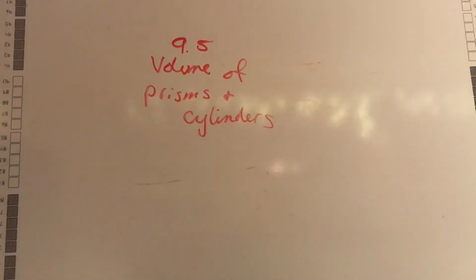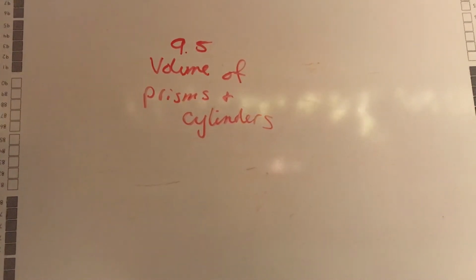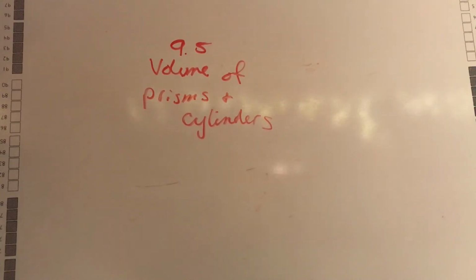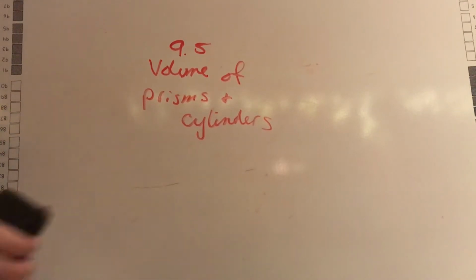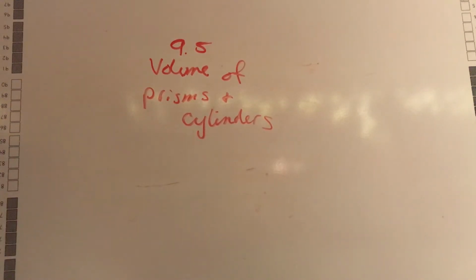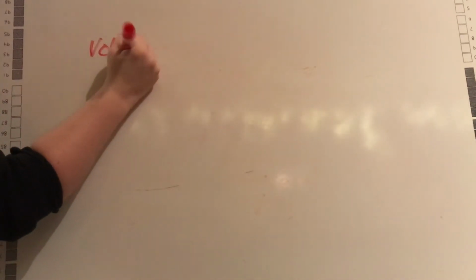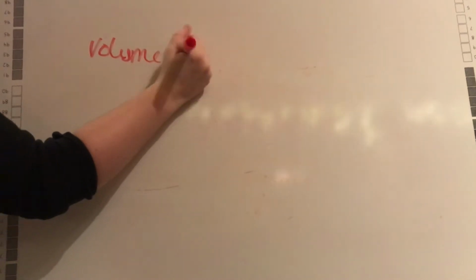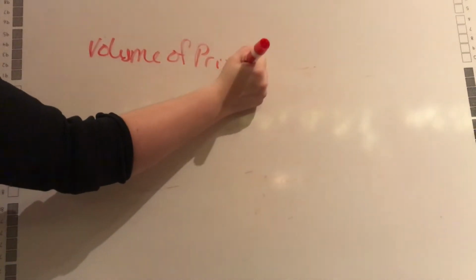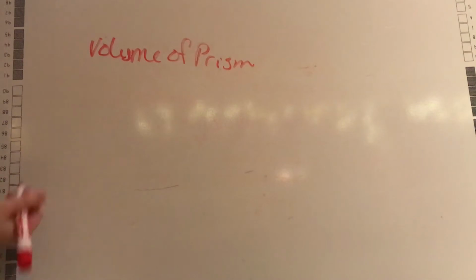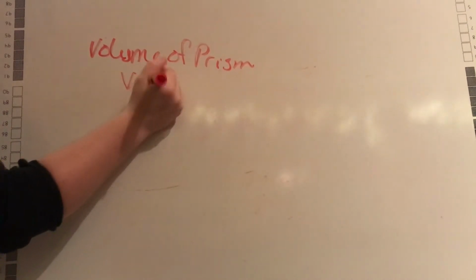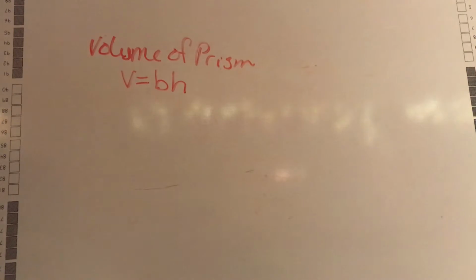All right, for lesson 9.5, we're going to be talking about volume of prisms and cylinders. So first thing you need to do is get your formulas note card so you can write these formulas down on the note card. So the formula for the volume of a prism, so on your note card put volume of prism, and then the equation V equals base times height.